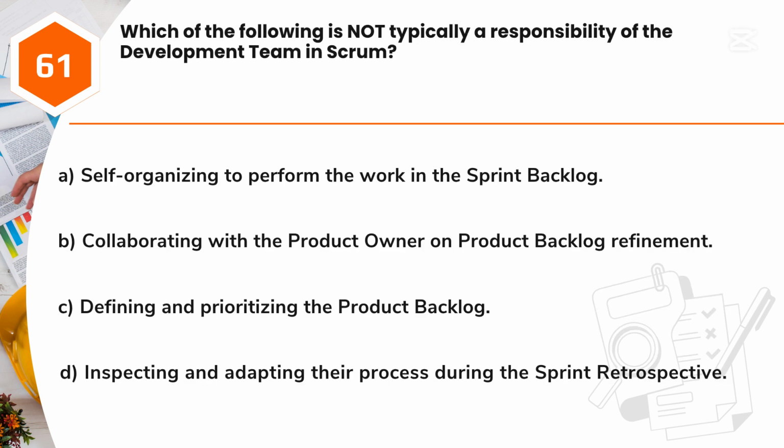Question 61. Which of the following is not typically a responsibility of the development team in Scrum? A. Self-organizing to perform the work in the sprint backlog. B. Collaborating with the product owner on product backlog refinement. C. Defining and prioritizing the product backlog. D. Inspecting and adapting their process during the sprint retrospective.